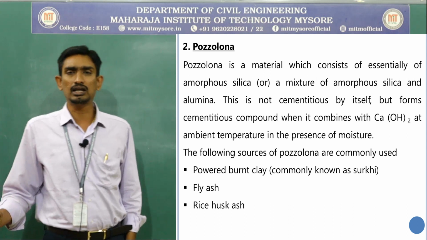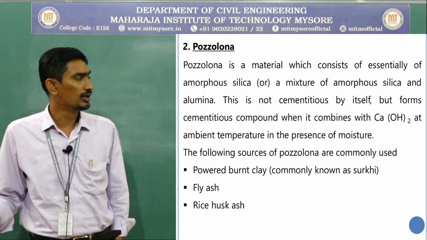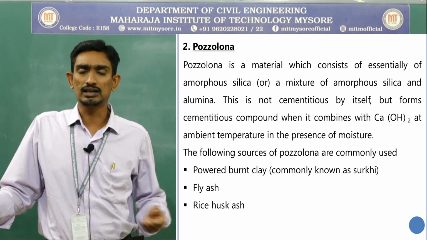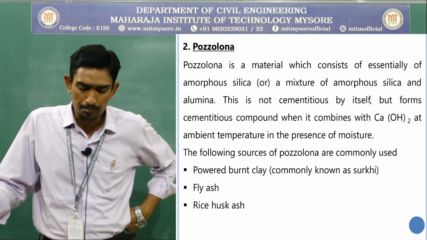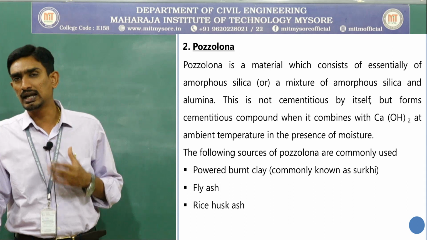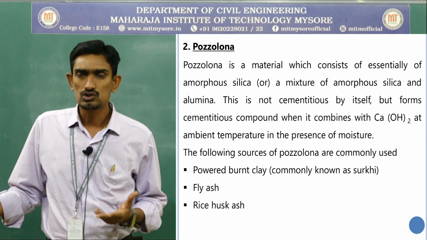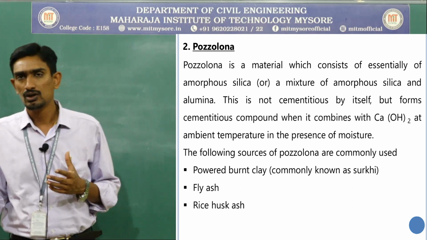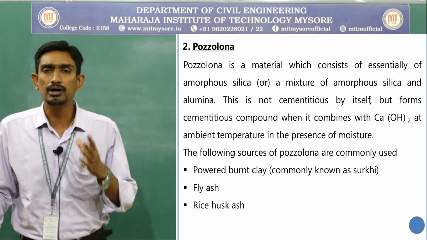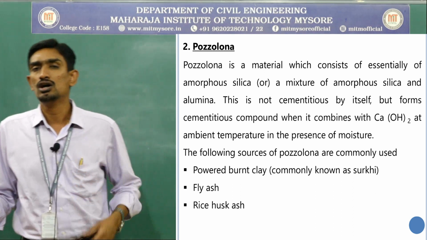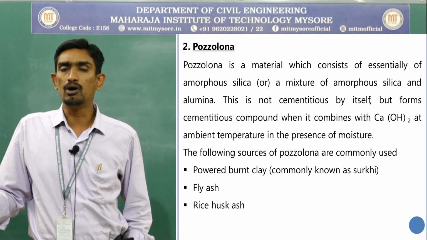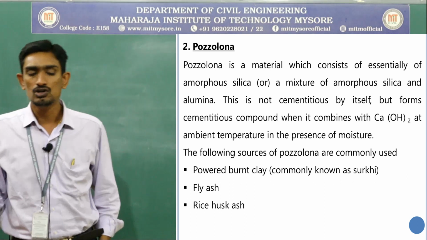The various pozzolanic materials available are, you can see from the slide, powdered burnt clay. I think I discussed this in the last session: burnt clay bricks. Whatever clay bricks are overburnt, those overburnt clay bricks will be powdered to form powdered burnt clay, and usually this material is commonly called surki. Okay, powdered burnt clay is commonly known as surki.